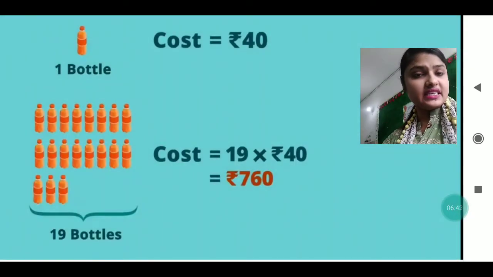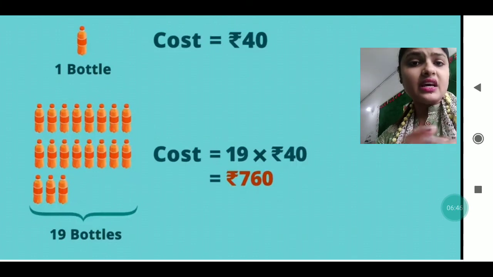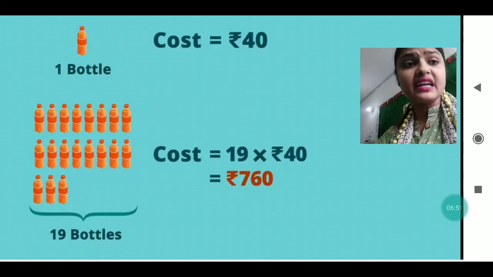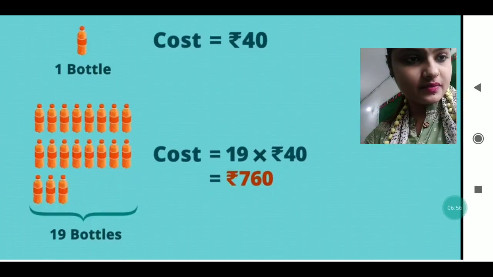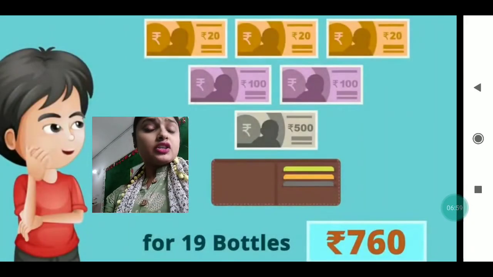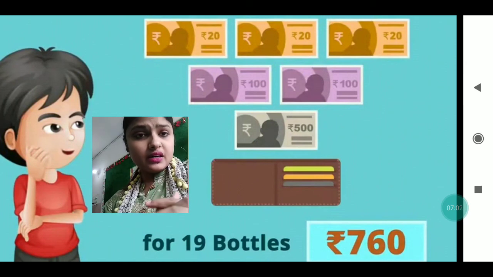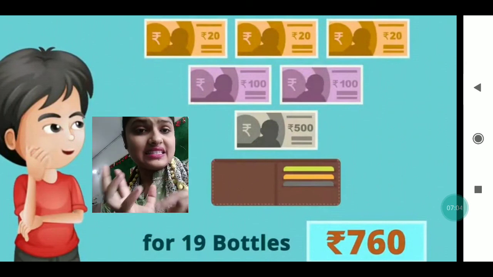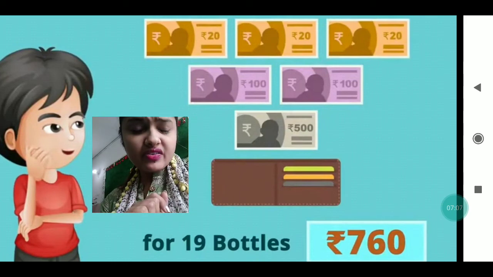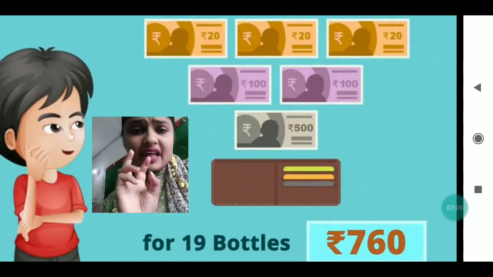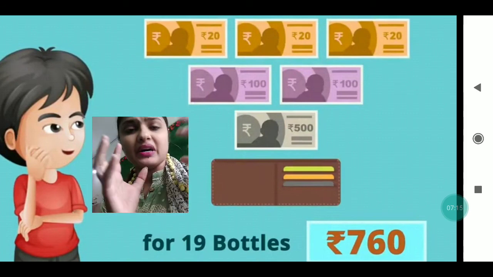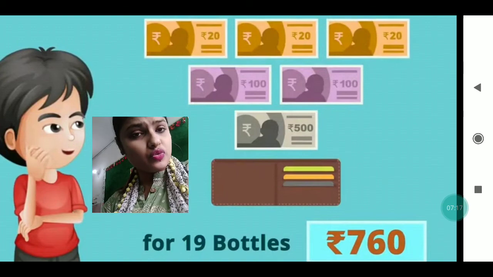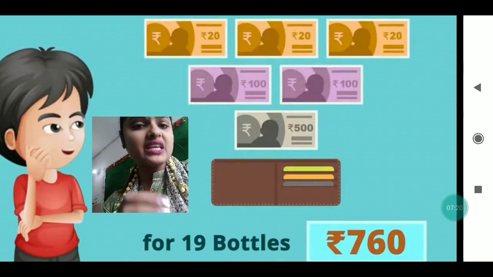Now we can see the cost of one bottle is 40 rupees. To find the cost of 19 bottles, we just multiply 19 into 40, and we get 760. That 760 is the cost of 19 such bottles. So for taking 19 bottles, he needs 760 rupees. So he has taken a 500 rupees note, a 200 rupees note, and a 20 rupees note in his wallet, and then he has gone out to purchase 19 bottles of juice, which cost 760 rupees.